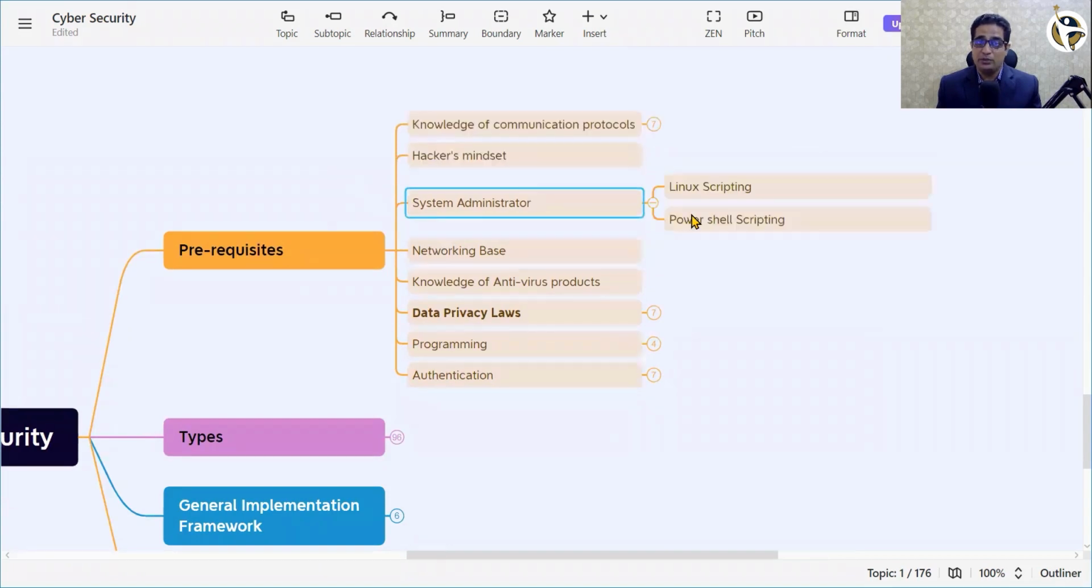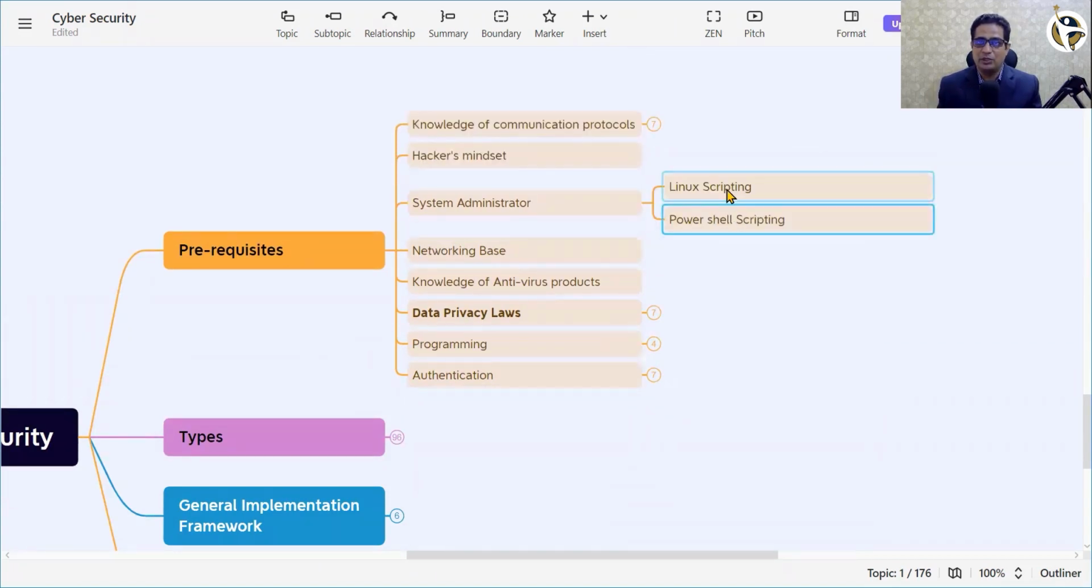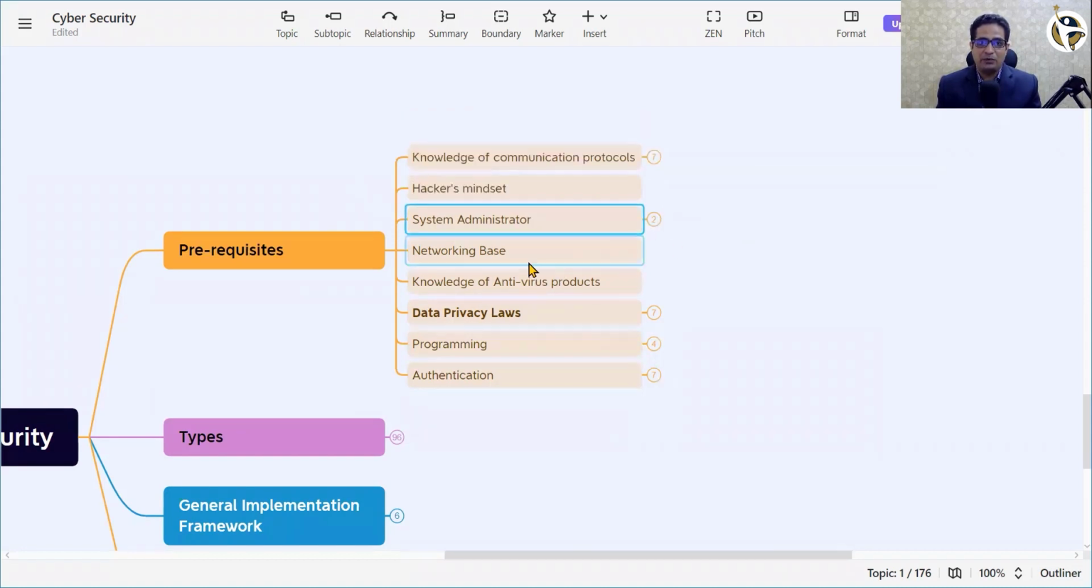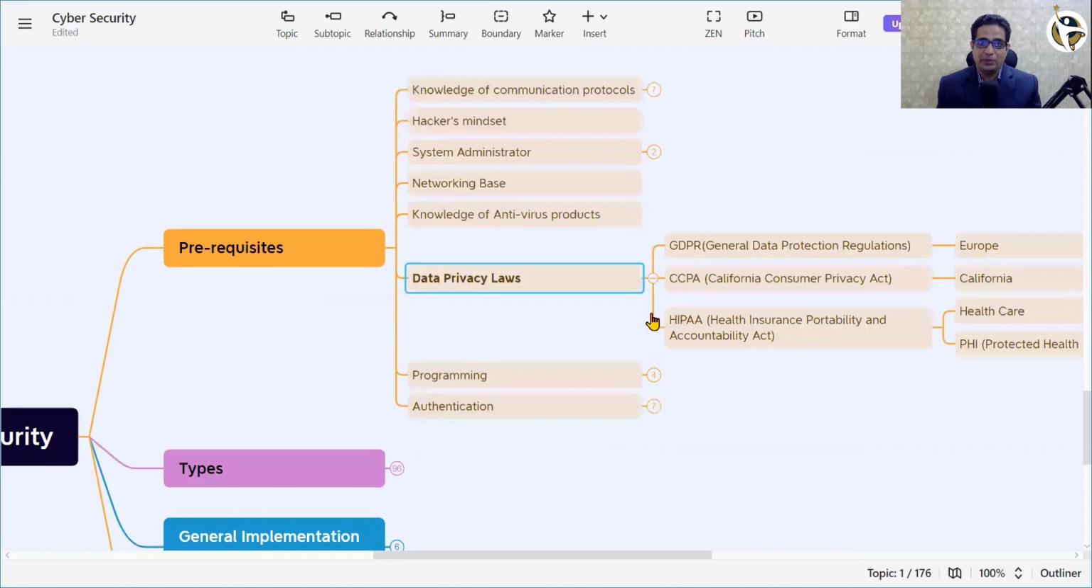Then you need to be good in at least one of the operating systems and its scripting languages. Suppose you are working on Linux, so you need to know Linux scripting. And suppose you are from the Windows platform, so you need to be good in PowerShell scripting. Apart from that, you need to know some basic networking concepts. Then you need to have knowledge of antivirus products and how to use them.